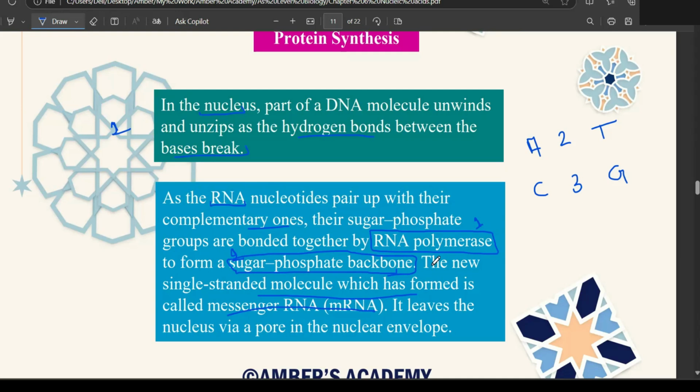Okay? And then when this process takes place, this entire process forms a single-stranded molecule, and that single-stranded molecule is known as mRNA. So M stands for messenger. Okay?